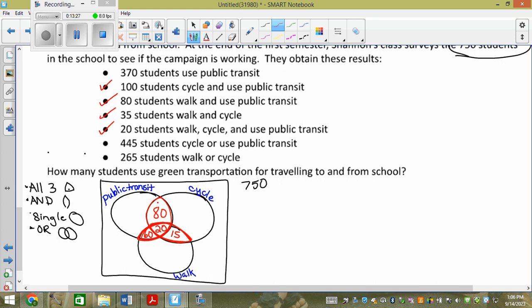370 students use public transit. Did it say public transit only? No, so it's the public transit circle. There needs to be 370 in this. How many are already there? 160. So how many public transit only? 210.